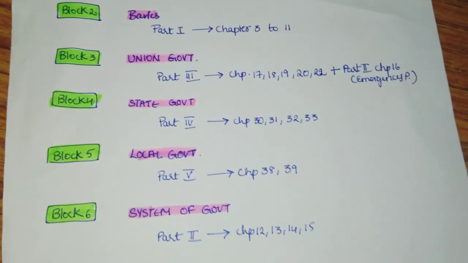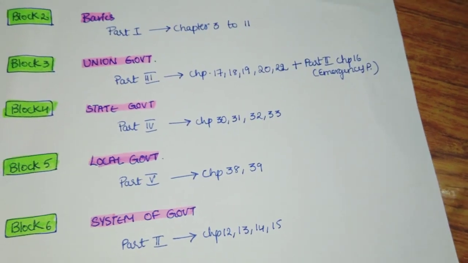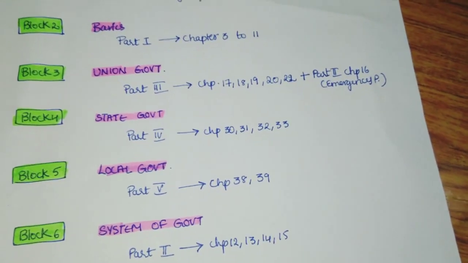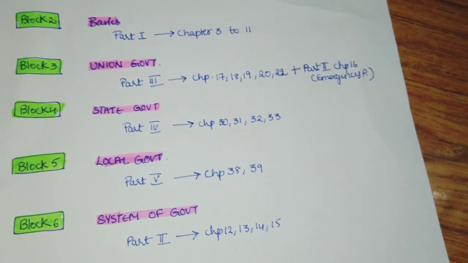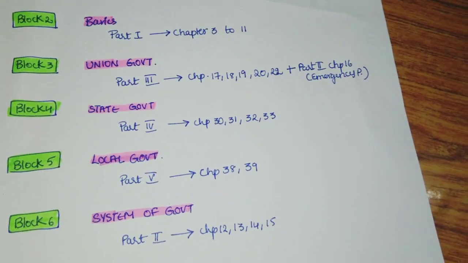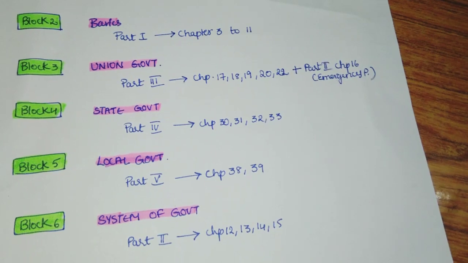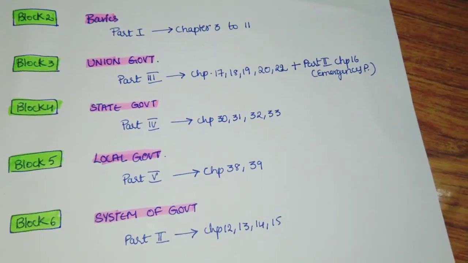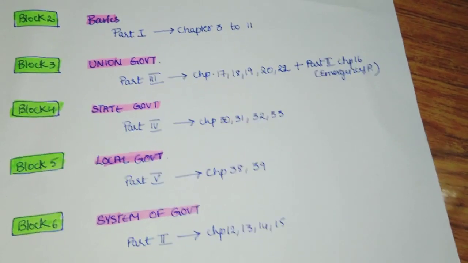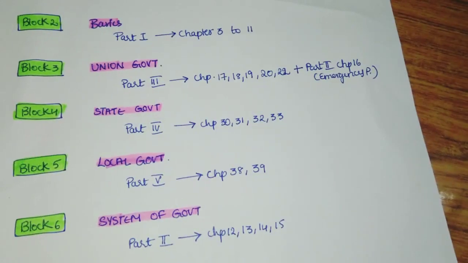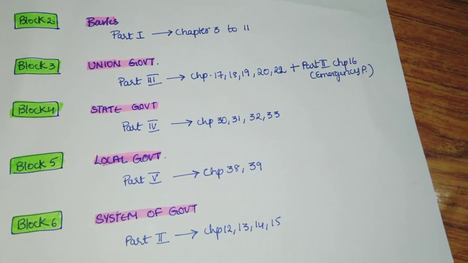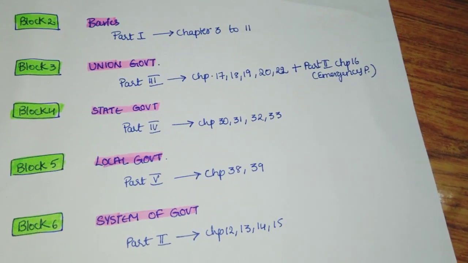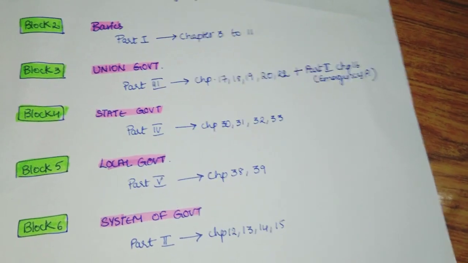And then block 3 is the union government. Union government is in part 3 of the book. Part 3 consists of the president, vice president, prime minister, etc., from chapter 17 to chapter 22. Chapter 22 is parliament, right? All this comes under the union government. Along with this, read chapter 16 from part 2, that is emergency provisions, so that you can better relate the topics of the president and the president's powers with emergency provisions.